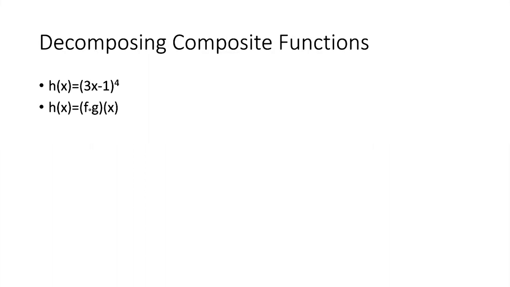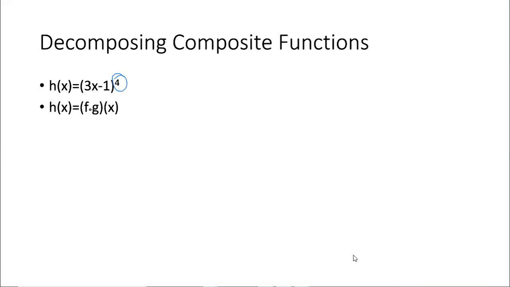So when I think about this, I always think about an outside function and an inside function. And the outside function here is always going to be the thing that you would mathematically do last if you were computing it. That's this to the 4th power. So that's going to be our outside function, our f of x. Then our g of x is going to be whatever is inside that outside function, or whatever we're raising to the 4th power. So in this case, our g of x is going to be 3x minus 1.